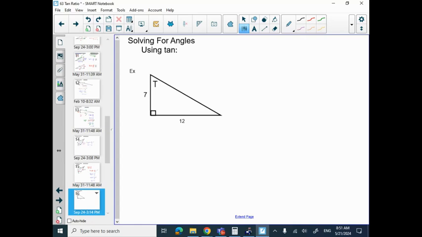And so the final one where we're looking for the angle, right? So we're looking for that angle, and let's do the normal label of the hypotenuse first.